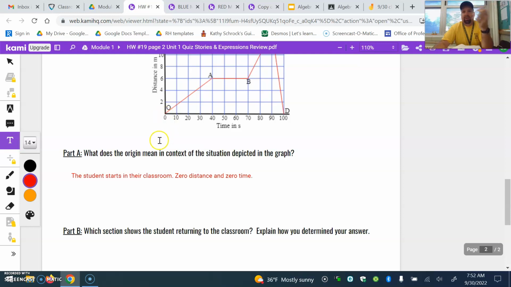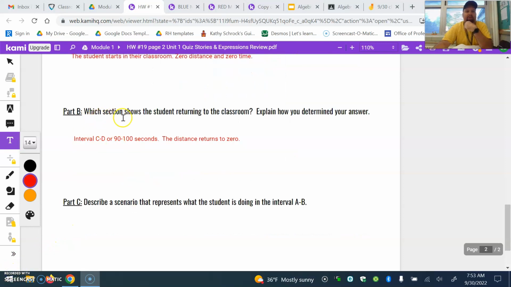When you start at 0, 0, that's where they are. They're still in their classroom. They haven't gone anywhere, and there hasn't been any distance yet. Okay, so in a second, you'll see the answer to part B, and we'll talk about it. Okay, part B, which section shows the student returning to the classroom? Explain how you determined your answer.